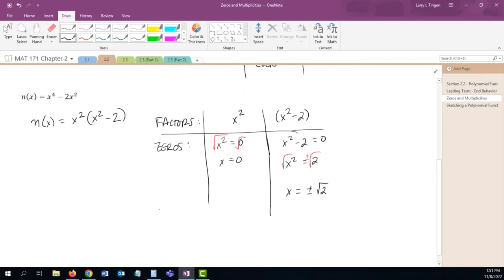So those are the zeros. And what are the multiplicities? Okay, this one feels like a tricky question here. X squared has a multiplicity of 2. X squared minus 2, you may think it has a multiplicity of 2, but the multiplicity is the power that the entire factor is raised to. And in this problem, the entire factor is raised to the first power. So that is a multiplicity of 1.